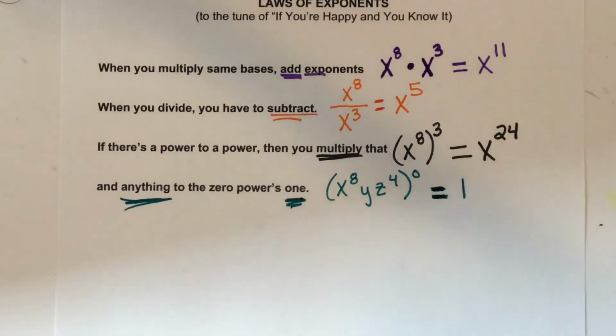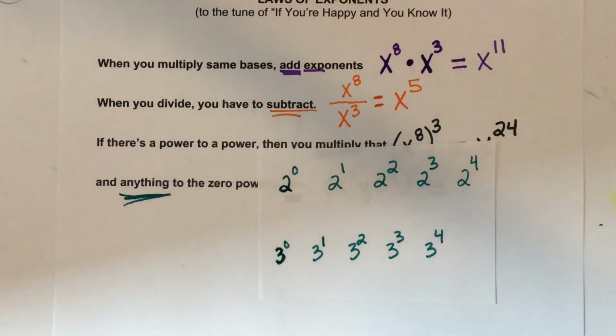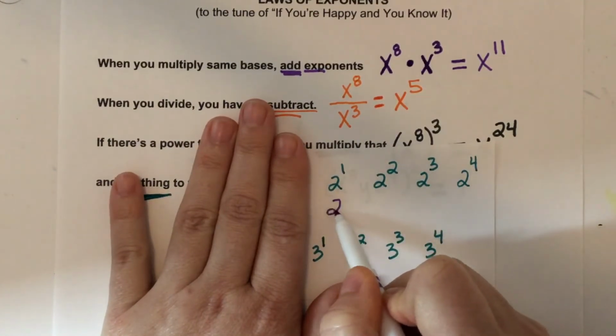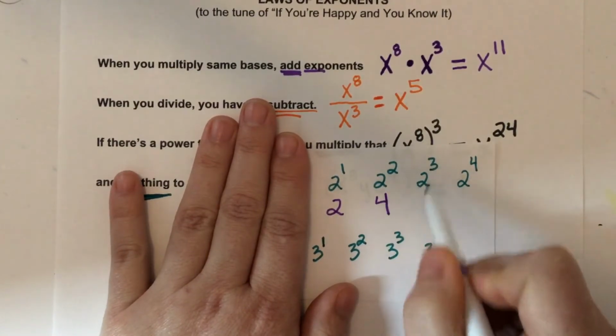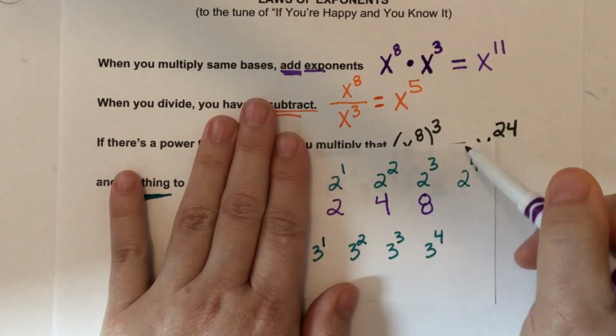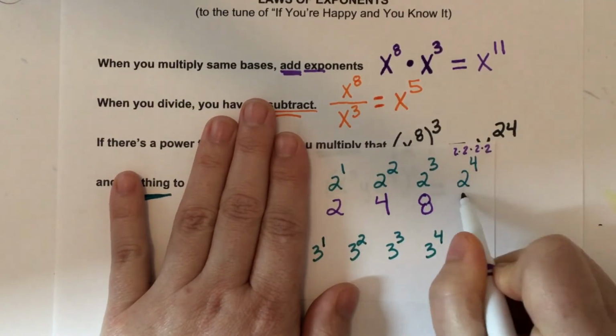Now, this rule is a little harder to explain. So I'm going to show you 2 examples of why it works, how it works, and you could do this for every number out there. Okay, so first I want to show you 2's, and the goal is to see a pattern here. All right, so 2 to the first power is just 2. 2 squared, 2 times 2 is 4. 2 cubed, 2 times 2 times 2 is 8. 2 to the fourth, 2 times 2 times 2 times 2, that's 16.